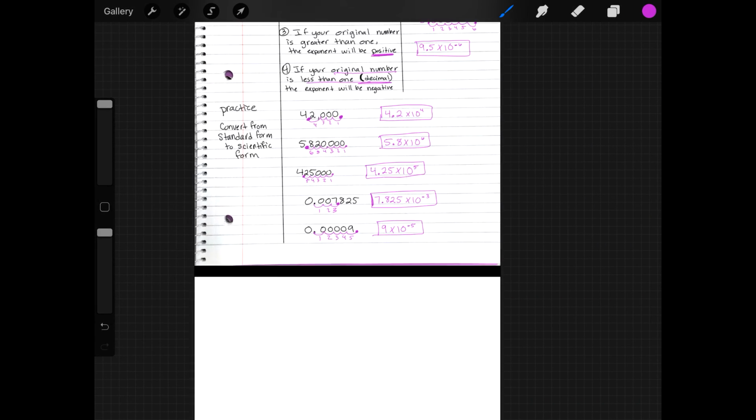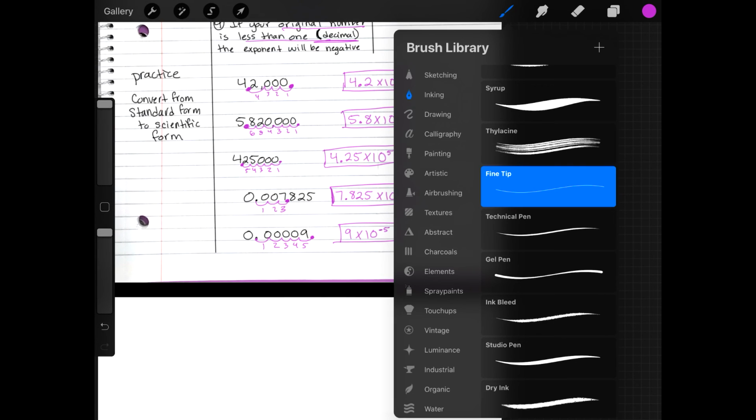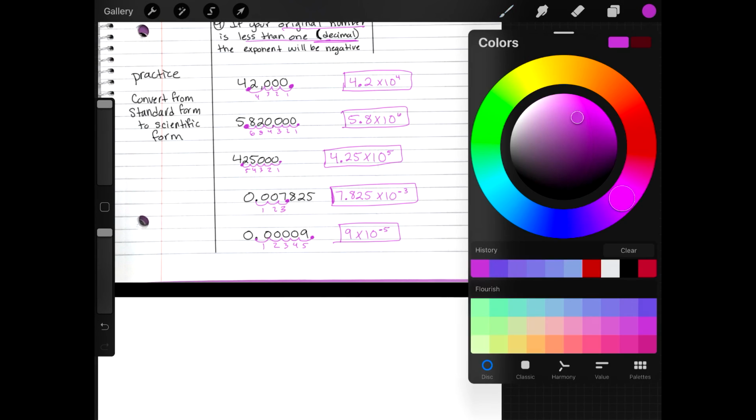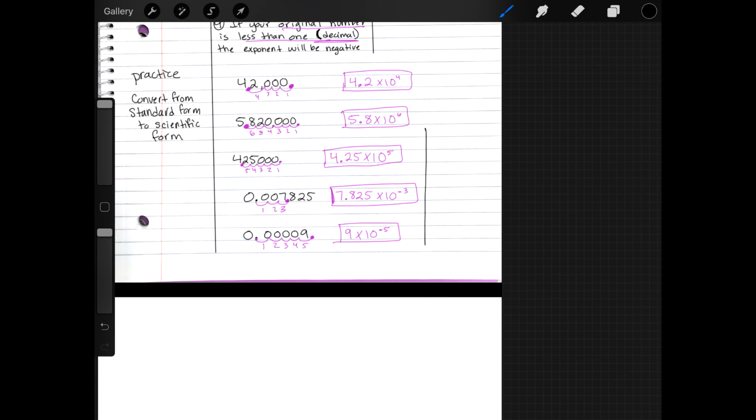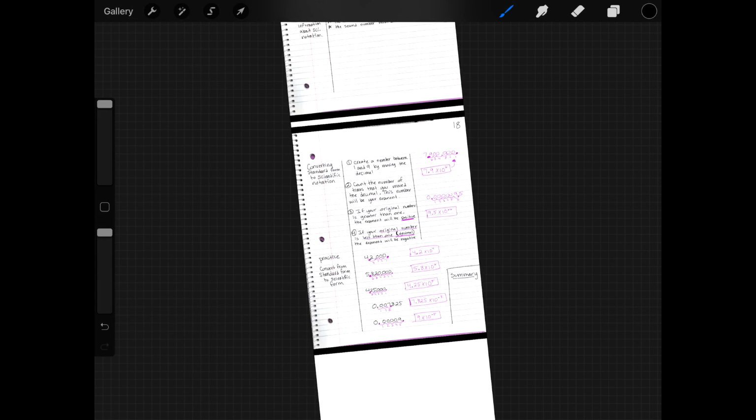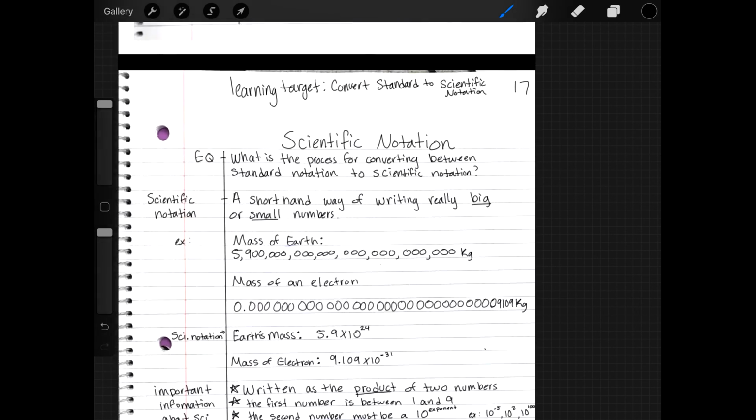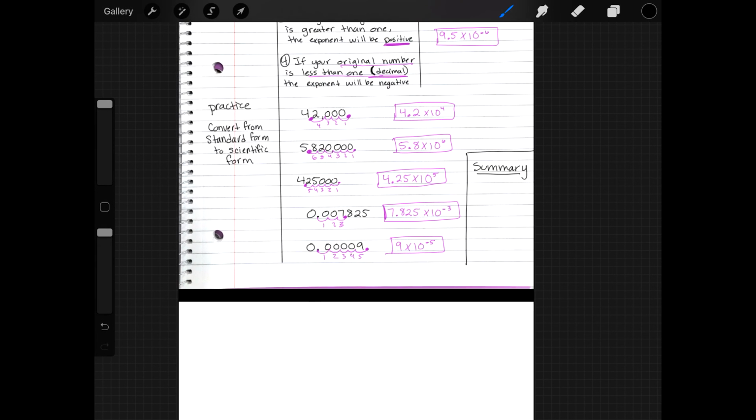Okay. All right. So if you do not have room for a summary, please make one. It can be really short right here. Go ahead and write your summary. And the summary is answering the question, what is the process for converting standard notation to scientific? This was standard right here. And then this was scientific. I'm going to abbreviate scientific notation.